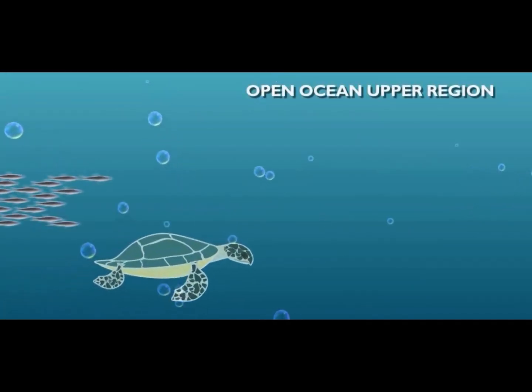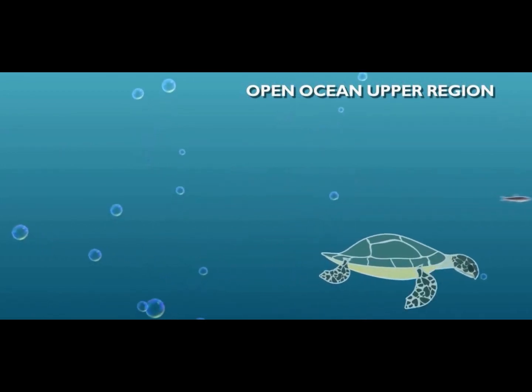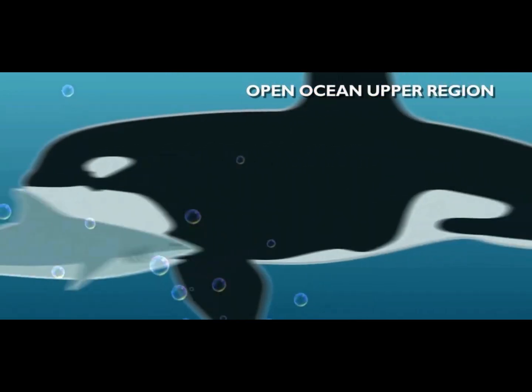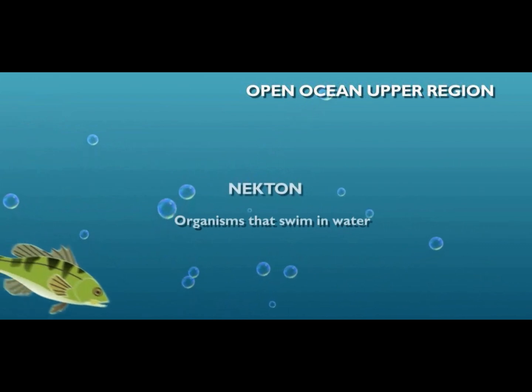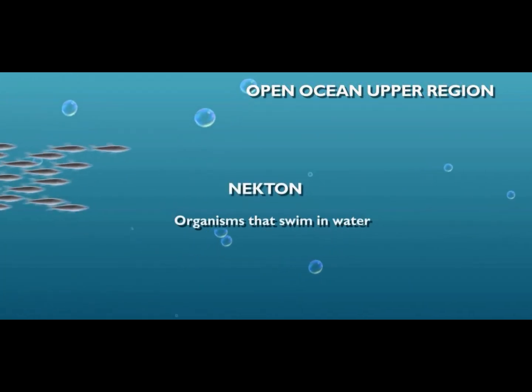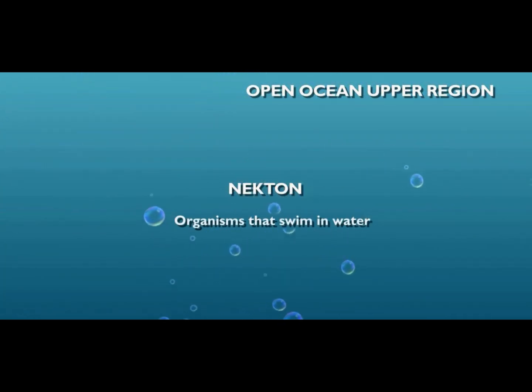Below the intertidal zone is the open ocean upper region. This is where most of the fish you know live, along with turtles, whales, and sharks. These are all called nekton. Nekton are organisms that swim in water. And then there's the bottom.